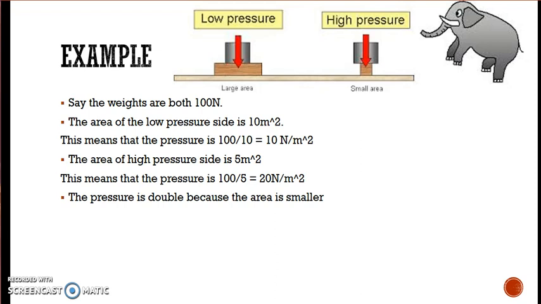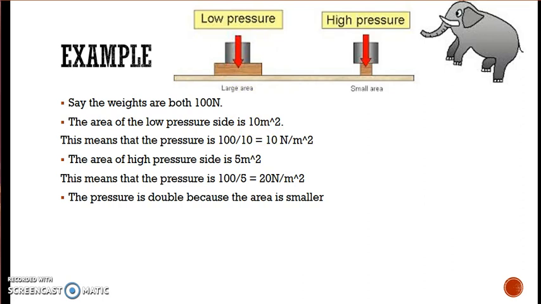Okay, so say the weights are both 100 newtons. That weight and that weight are both 100 newtons. The area of the low pressure side is 10 meters squared. So like you see that big block of wood over there? Yeah, the area is 10 meters squared.